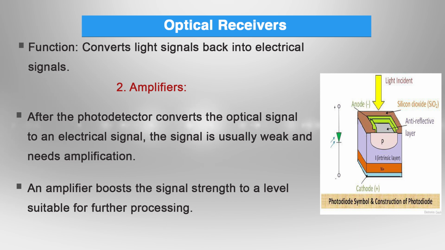Next component is optical amplifiers. Optical amplifiers play a crucial role in optical communication systems by amplifying light signals directly without the need to first convert them to electrical signals. This functionality is essential for long distance fiber optic communication. Here are the key functions of optical amplifiers.